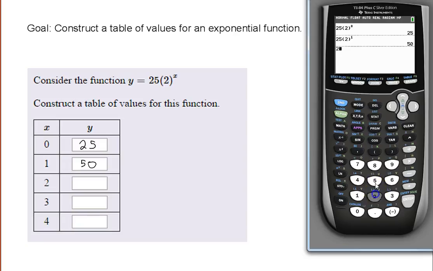Continuing, 25 times, I'll keep the same with parentheses, 2 to the second power. Now we can predict this. 2 to the second power is 4, and 25 times 4 is 100. So I'm going to do 100.